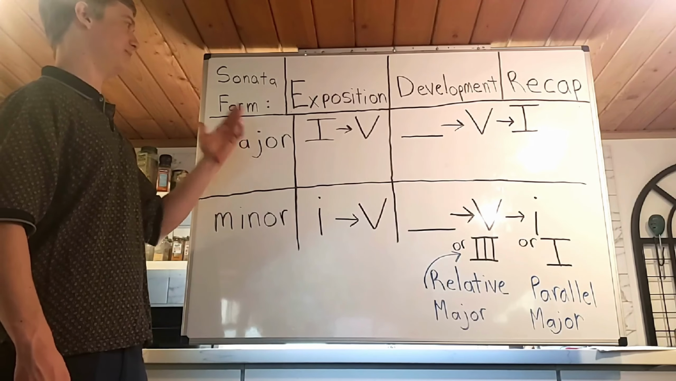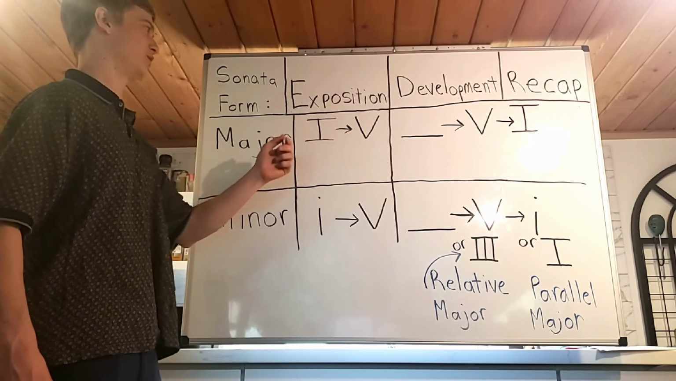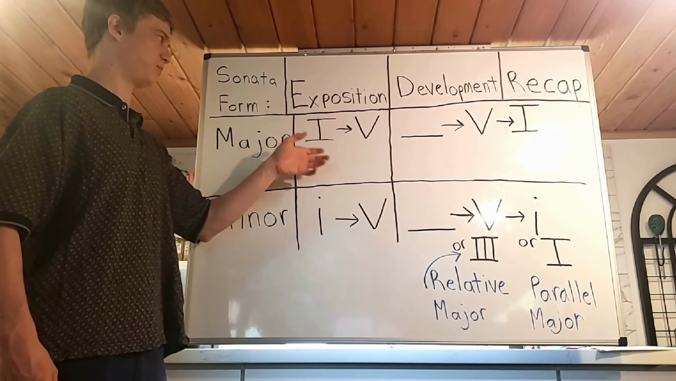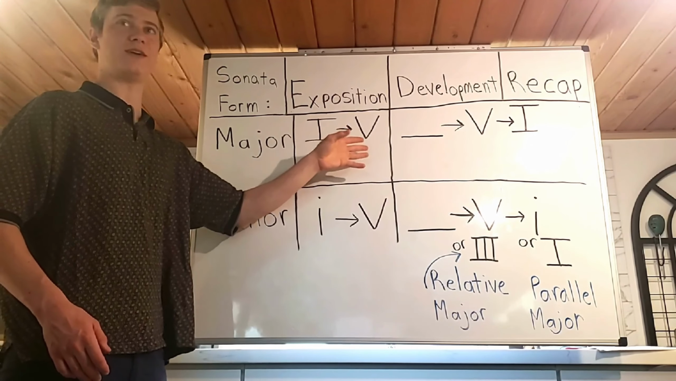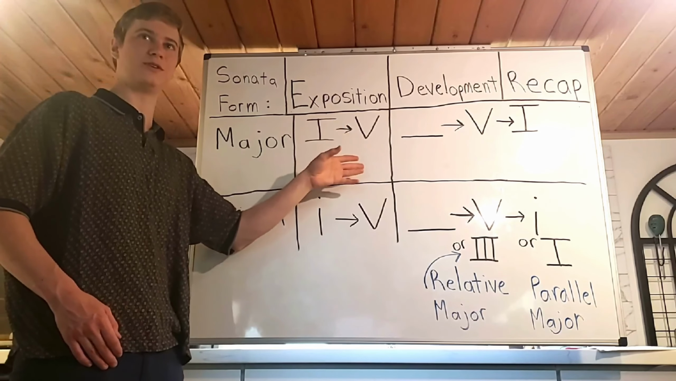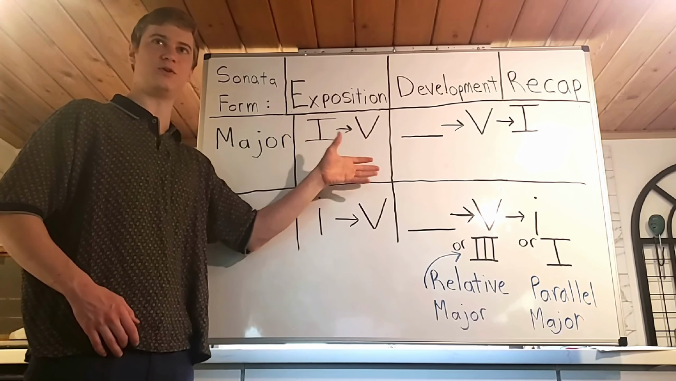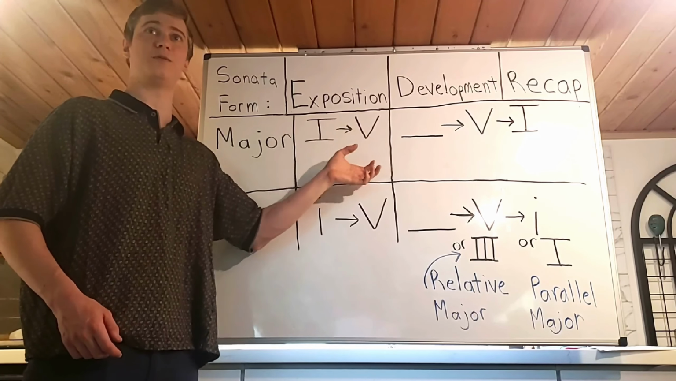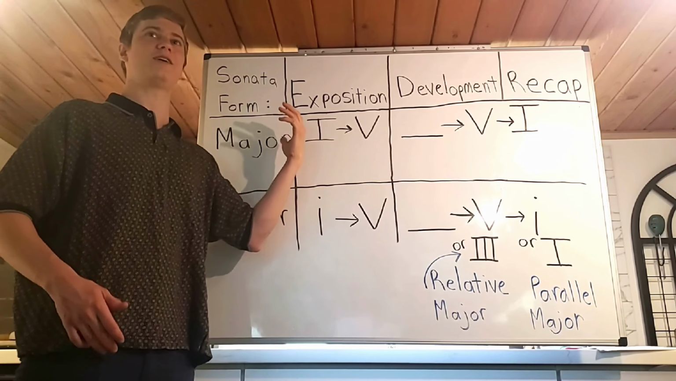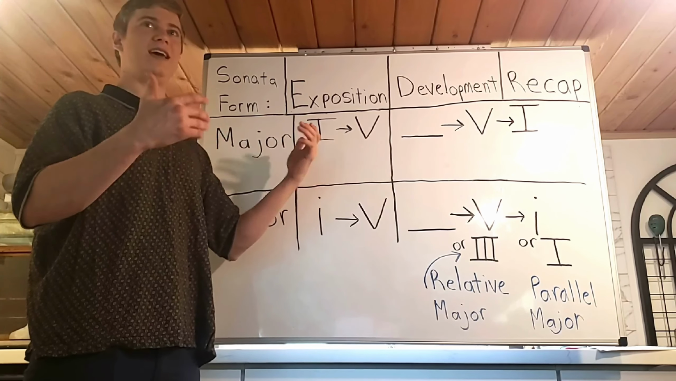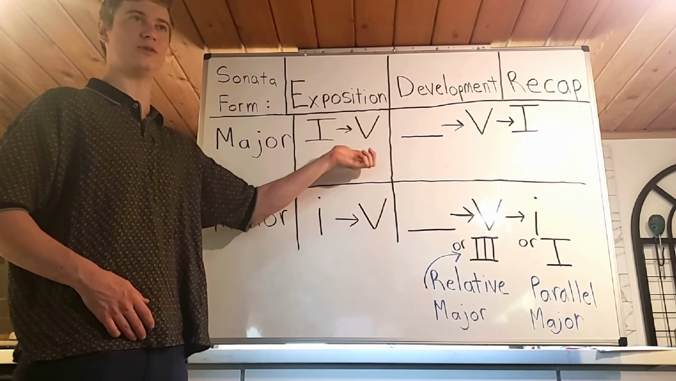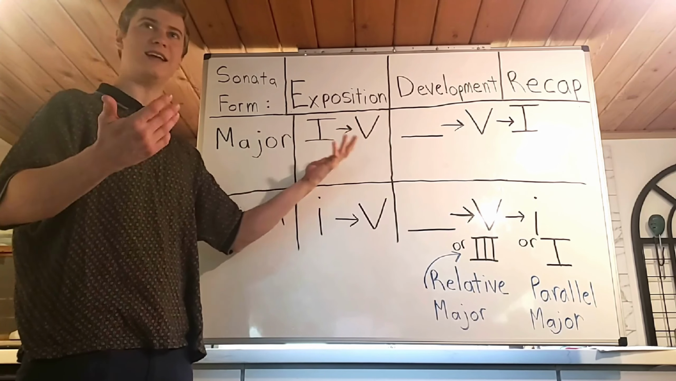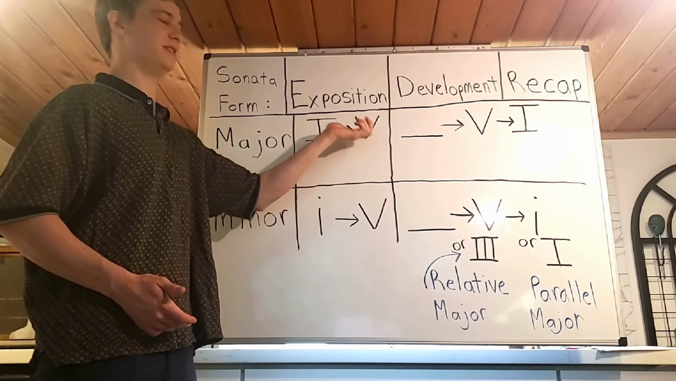We see that in major, the exposition goes from the tonic key in group 1 to the dominant key in group 2. Then from here, it ends in group 2, either in the key of group 2, or having that codetta, which will be an extra emphasis on this key center in group 2, further emphasizing that we're ending in that key.